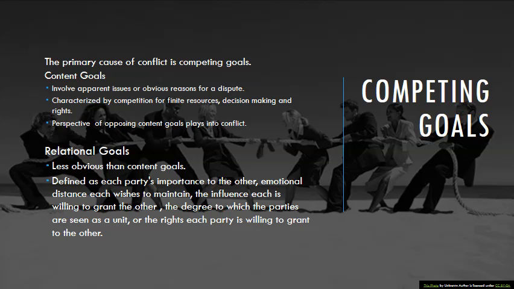The second type of goal is relational goals. These goals are less obvious and revolve around the relationship between the parties at conflict. Think back on the example I just discussed. While you were told that each person involved had competing content goals, in order to understand the situation, it would help to know that each person has different work styles and that those work styles in relation to each other do not work well.